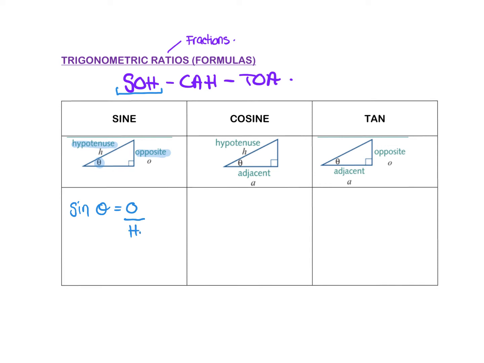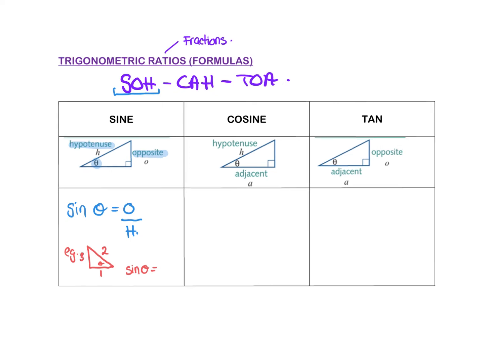So say, for example, I had a triangle like this, and I had 2 and I had 1. I could say sine angle equals, oh sorry, I might put the 1 over there. So yeah, we'll put 1. Sine would be 1 over 2, okay? Sorry, I wrote the adjacent there. So that's the sine rule.